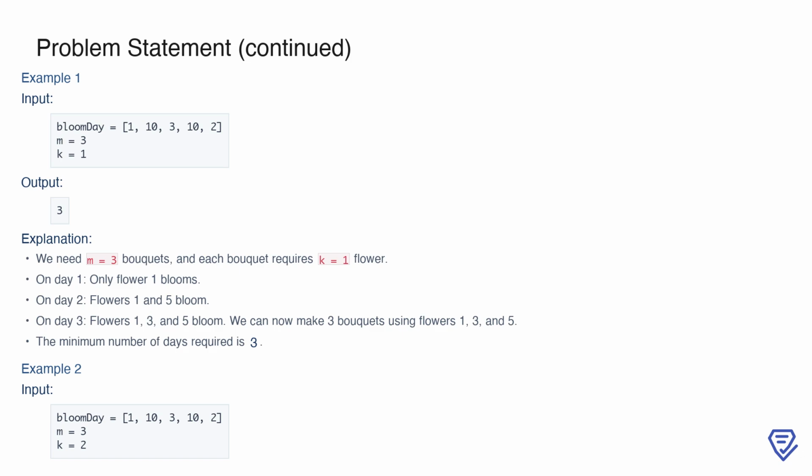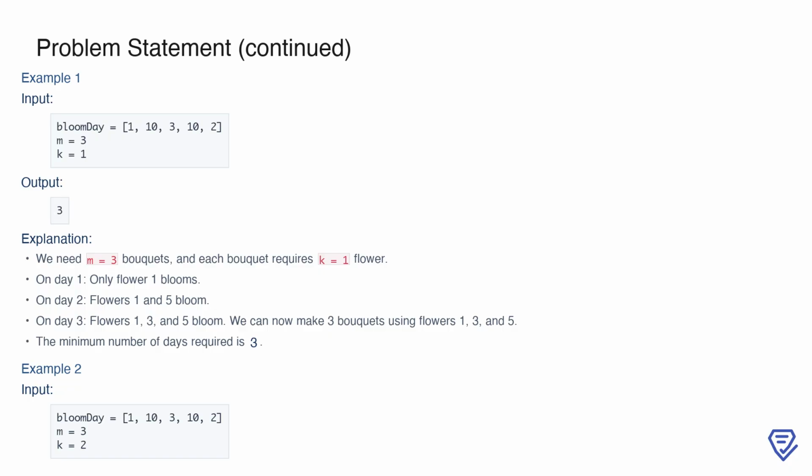Suppose the bloom day array is [1, 10, 3, 10, 2], and you need to make m equals 3 bouquets, where each bouquet requires k equals 1 flower. Here, since each bouquet only needs 1 flower, we can pick any flower that has bloomed by a given day. On day 1, only the first flower blooms, so we can make just 1 bouquet.